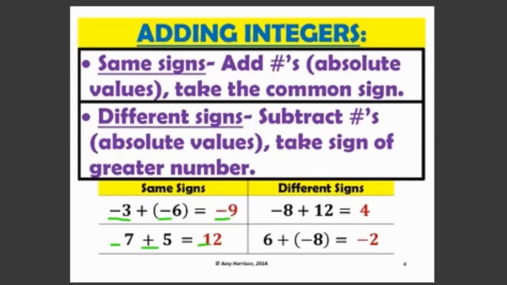On the right, we have different signs, and with different signs, we subtract, and we keep the sign of the larger number. Same in the second example, 8 is larger, but the signs are different. We subtract and keep the sign of the 8. It's larger. So let's take a look at some examples.